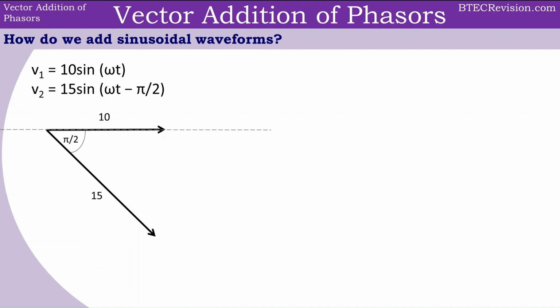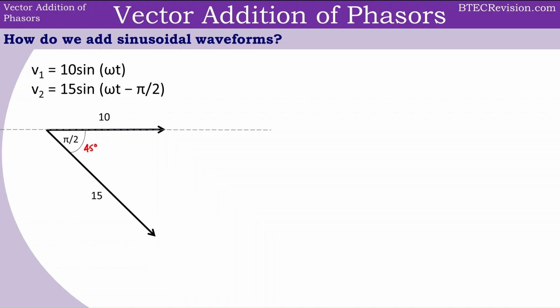Here we have V1, which has a size of 10, and we can represent that with this line drawn here. V2 has a size of 15, and that's represented by this line at this angle. The first phasor is drawn at the horizontal, which is representing zero phase. The second phasor is drawn at an angle of pi over 2 or 45 degrees, going down because it's negative. If it was positive, then we would draw the line going up.